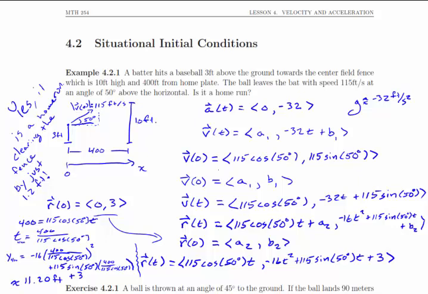So then we have to stop and think, okay, how does this actually answer the question? Now that we have our position function, we have to know, is it a home run? So we know it's a home run if, when x is 400 feet out, the y value is bigger than 11.2 feet. That's how we want to look at this.